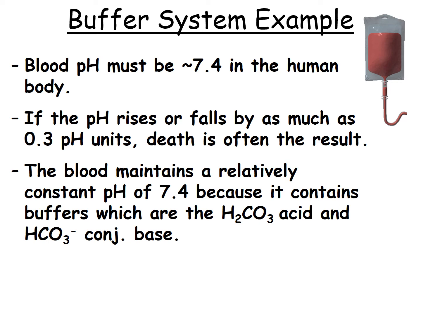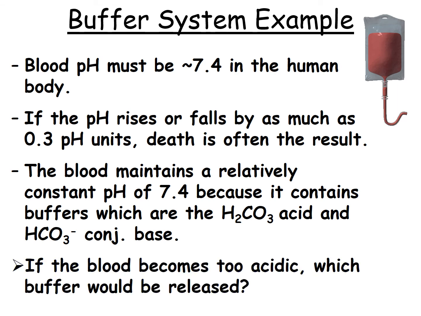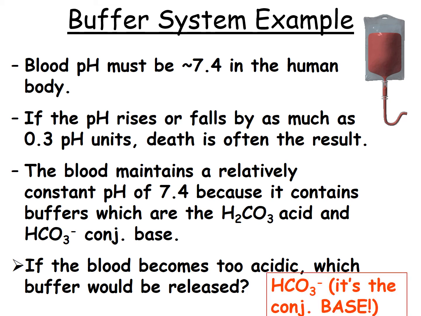So the blood system in our body maintains a pretty constant pH of 7.4 because it contains buffers, which are the H2CO3 acid and the HCO3 conjugate base. If the blood becomes too acidic, which buffer do you think is going to be released? So if you're too acidic, are you going to release more acid or are you going to release a conjugate base? And the answer is it's going to release the conjugate base. And the cool thing is you don't actually have to think about it. You don't have to say, could you please do that? It just does it.